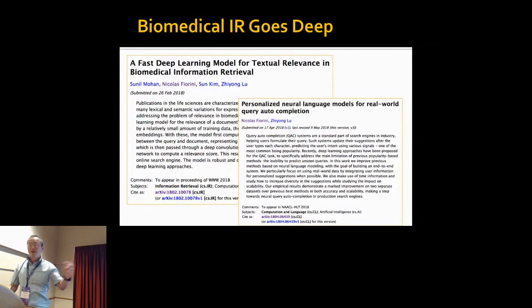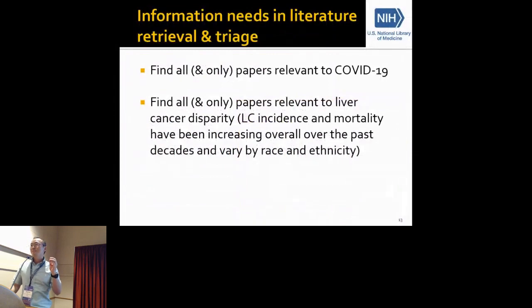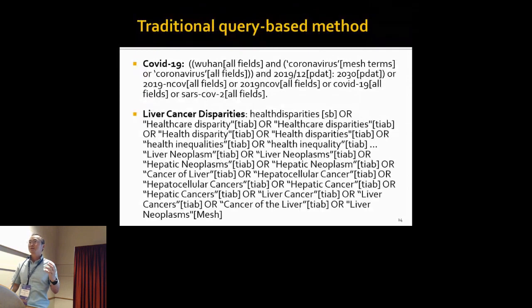So PubMed is great, but in the end, it's still a keyword-based search system, okay? A lot of our users, when they use PubMed, have an information need, that is, to find all the papers, and only the papers, that are relevant to a particular topic. It could be relevant to COVID-19, or any other topic of your interest. And when they have such an information need, they put together a long list of query words, because they're trying to be precise and at the same time comprehensive. But as you can see, those two things are sort of contradictory to each other.